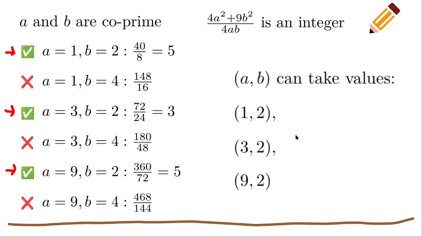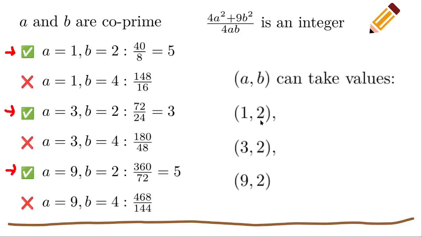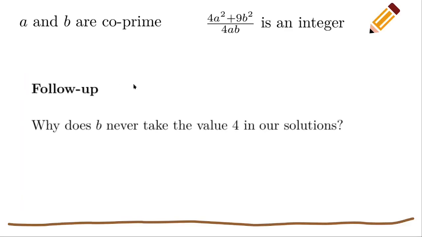Now there's a follow-up question. Well, we've solved this problem, which is great, but there is a follow-up question for those of you who are interested. And the follow-up is, why does b never take the value 4 in our solutions? If we go back, we'll see that b is always 2 in those 3 solutions. And whenever b is 4, it seems that we simply cannot get an integer. So we need to understand if this is always going to be the case, that no matter what value a takes, whenever b is 4, we don't get an integer, and why, right? So this is a follow-up question.